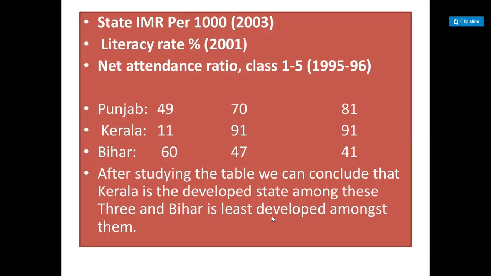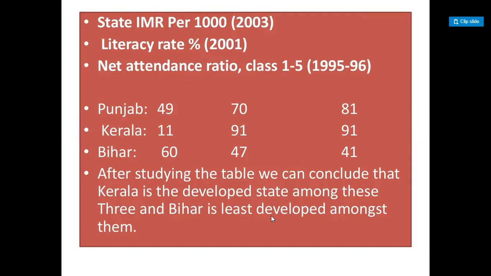Next is net attendance ratio, class 1 to 5. See, net attendance ratio means what? It is defined as the ratio of the number of persons in the official age group attending any educational institution. It is mainly after 3 years. So after 3 years of age, the official age group, whichever educational institution they are attending, in a particular class group.